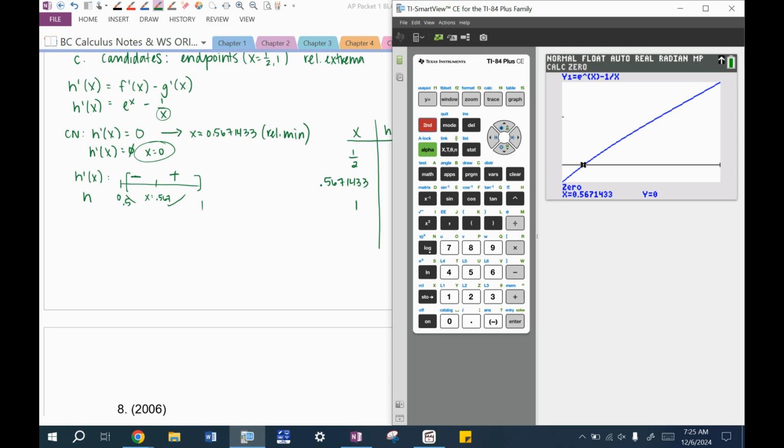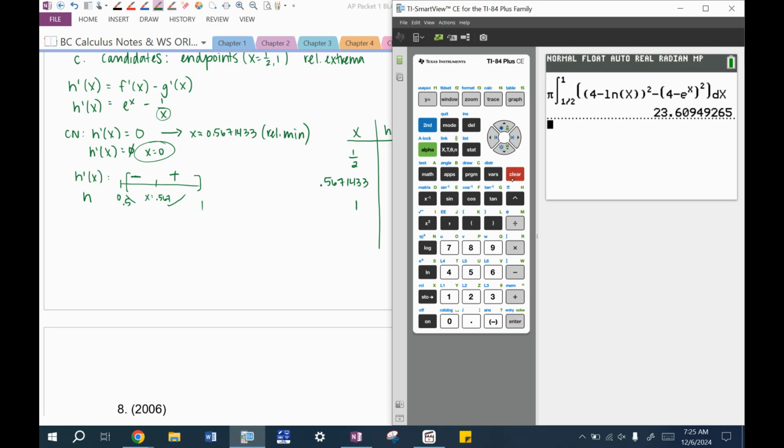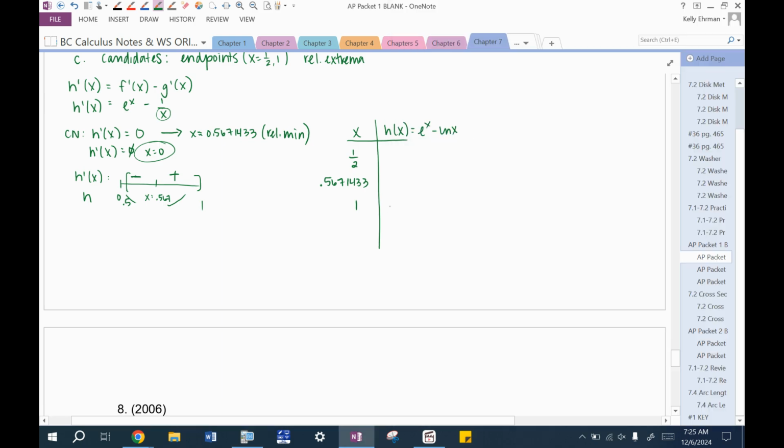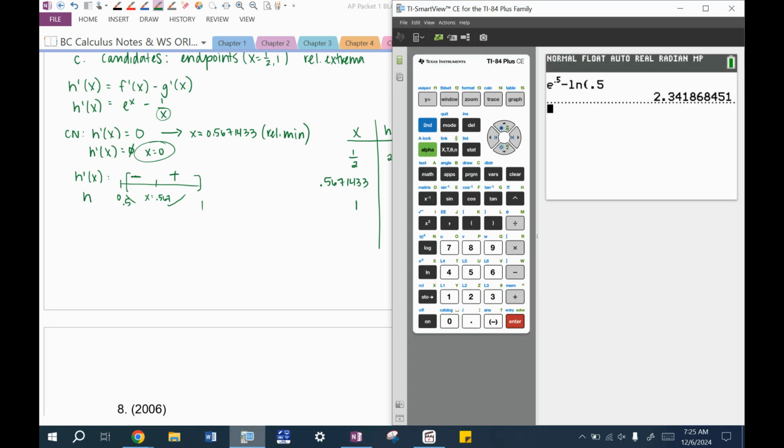So let's just do this here. So e to the 1/2 minus natural log of 1/2, 2.342. And then what do I get when I do the same thing, but I'm plugging in this decimal?